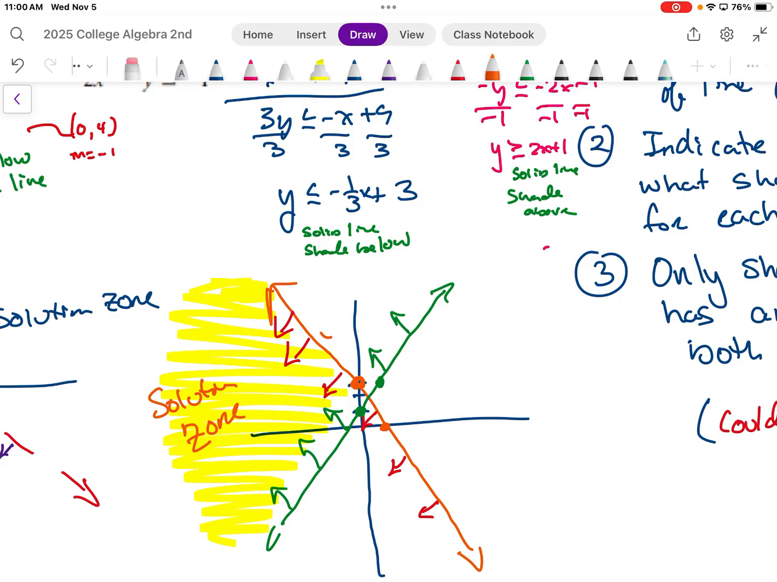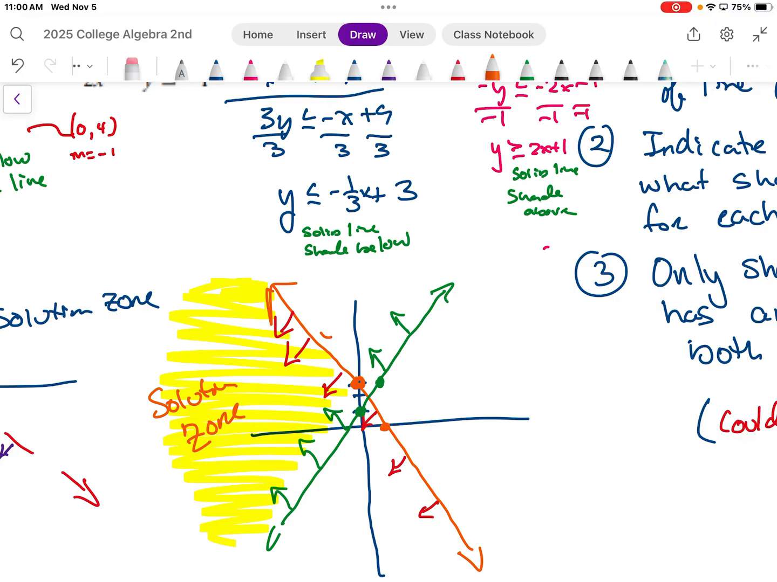Could you test 0, 0 on this one? No, I could, it wouldn't work. It wouldn't help me though, right? Because how many potential zones could we shade here? 4. Yeah, there's 4 potential zones. Only isolating 0, 0 indicates one zone I can't shade. So here, once you get it done, then I would pick a nice ordered pair that's in the zone that you think it is, and then test that point to see if it should be that or not.